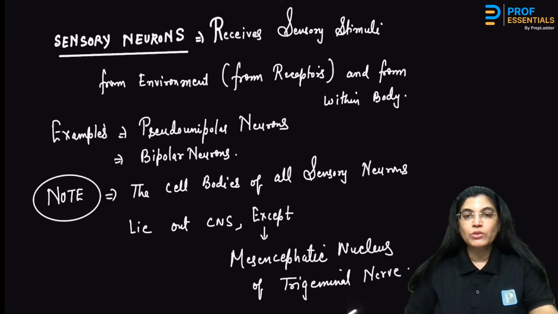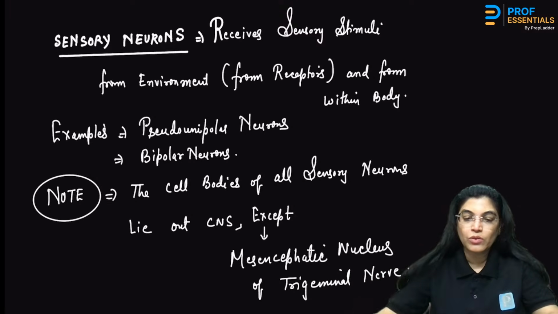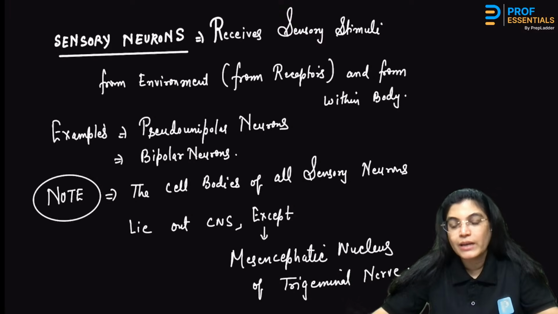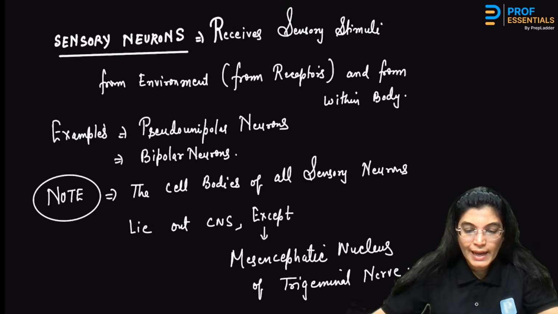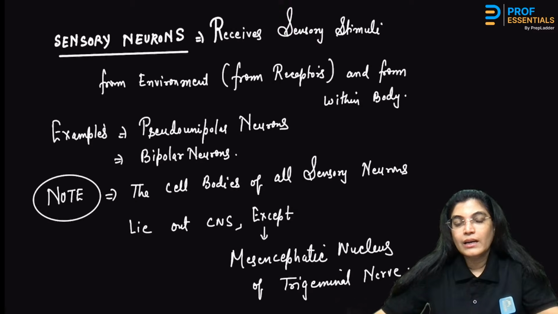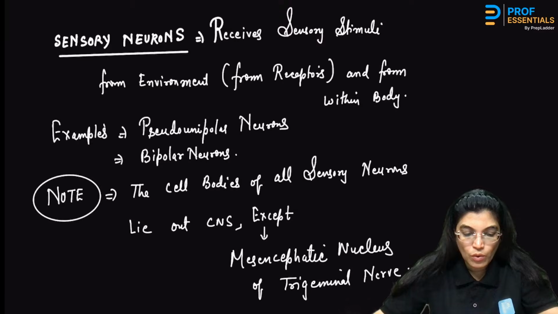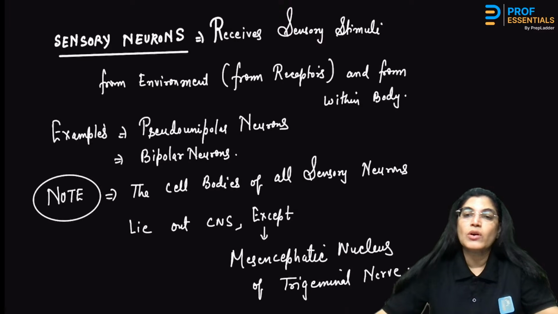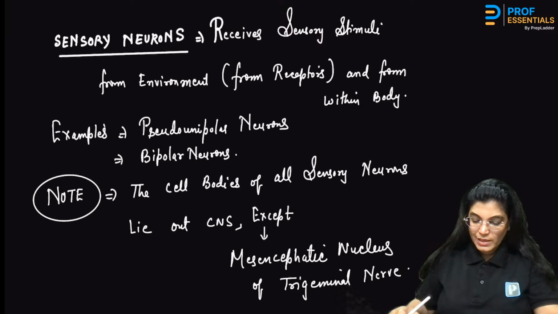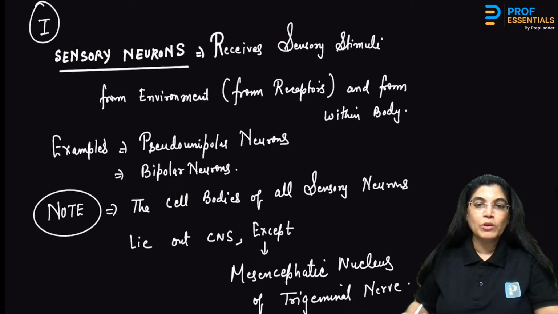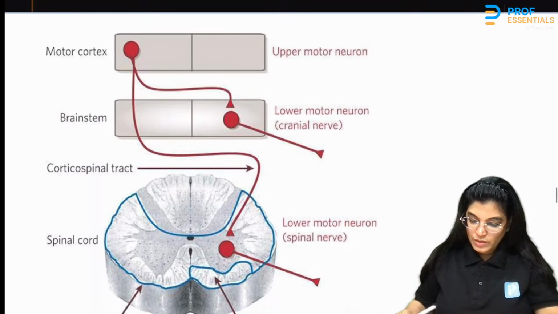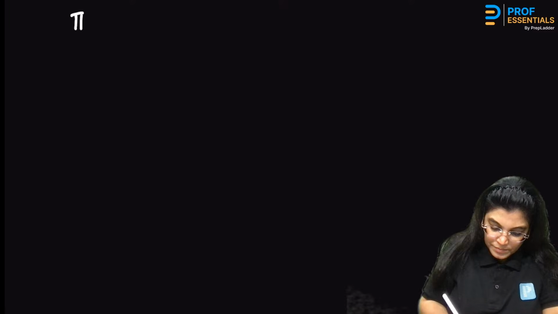So then the motor neurons. Now what about motor neurons? Motor neurons control effector organs. They control muscles. They control exocrine and endocrine glands. They are located in the central nervous system except for postganglionic autonomic neurons. They can be upper motor neurons or lower motor neurons. We have done the sensory neurons. Now I would like everybody to note down about motor neurons.